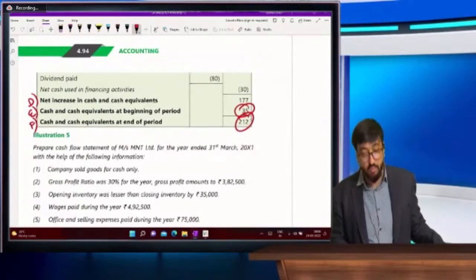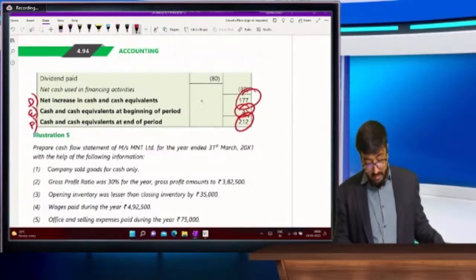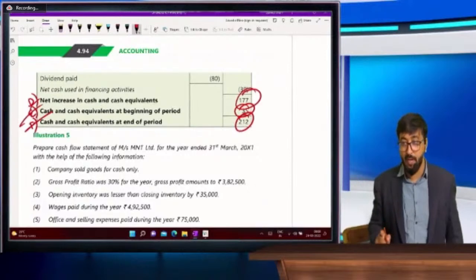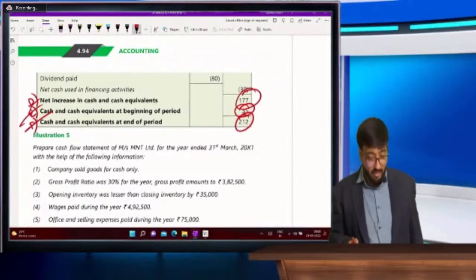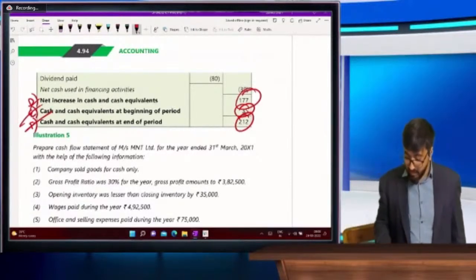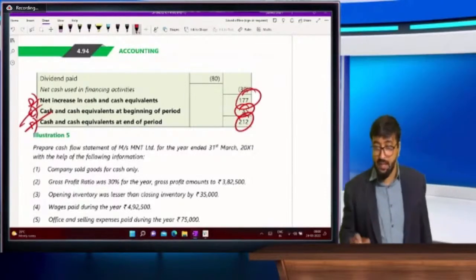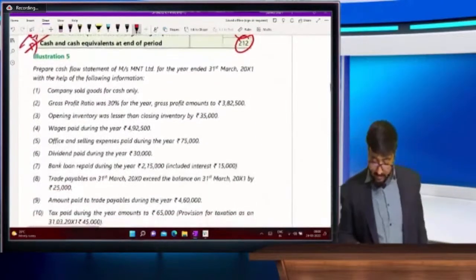35, 212. In exam, at least do these things. D, E, F, you will get 1 mark for that, only for writing the pro forma. But I know my students are going to tally it. No problem for me. Yes, they are going to tally it.